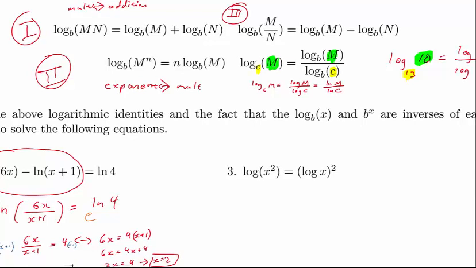So first thing we're going to do is we're going to use rule number 3, right? So this 2 comes out into the front. And so we have 2 times log of x equals log of x, and this whole thing is squared. Okay? So now we're going to divide both sides by log x.